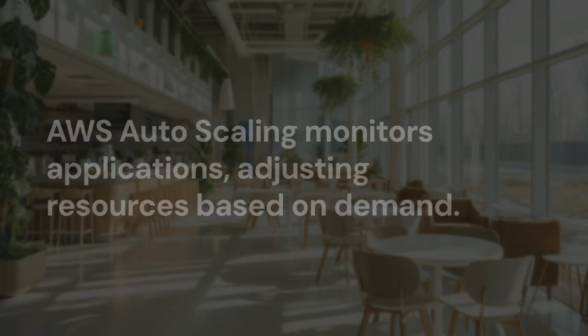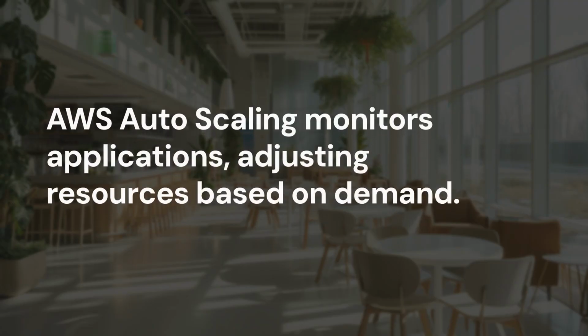Think of AWS auto-scaling as having an eagle's eye view over your applications, constantly monitoring them. When it notices a surge in demand, it adds more resources to handle the load. And when things quiet down, it scales back, so you're not paying for what you don't need.